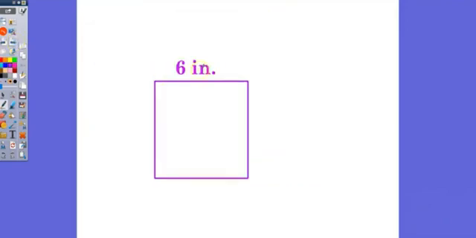Let's take a look at this square. In a square, all of the sides are equal, which means if the length is 6 inches, the length is 6 inches. And this also means that the heights are 6 inches.